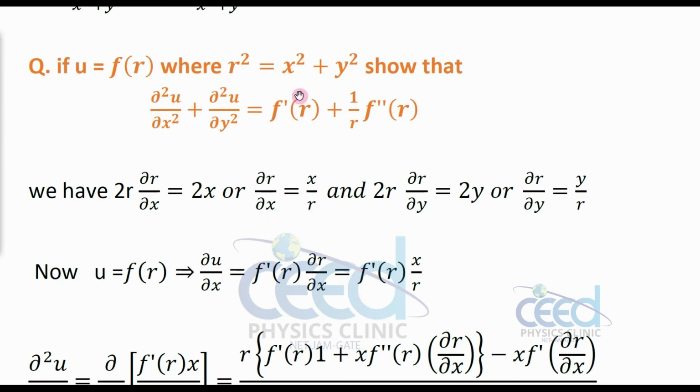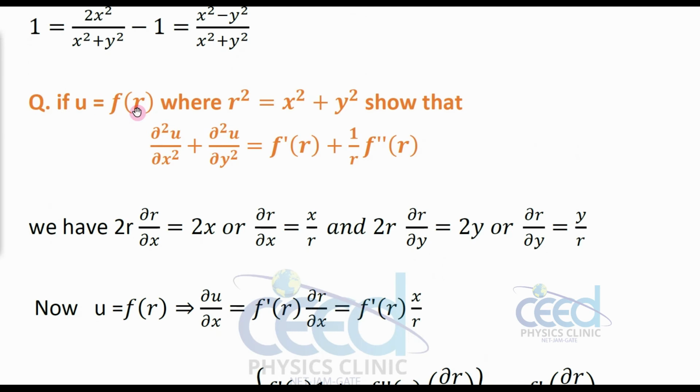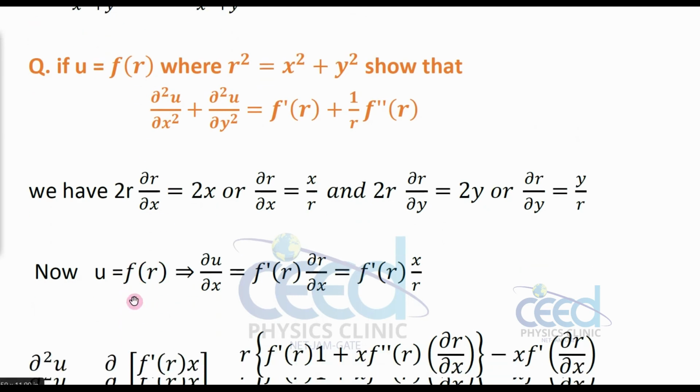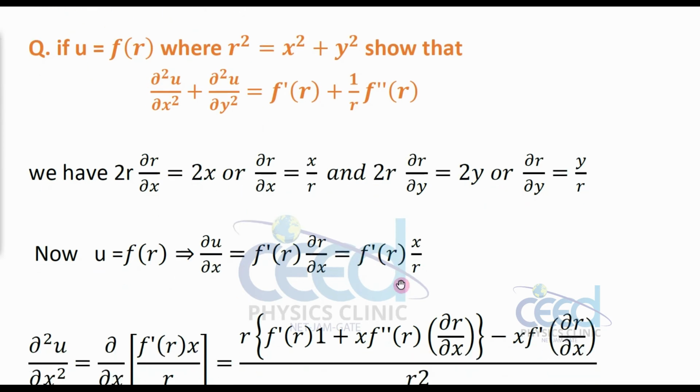Okay, similarly with respect to y, 2r ∂r/∂y is equal to 2y, so ∂r/∂y is equal to y/r. Now our function u is equal to f(r), right? So what is ∂u/∂x? ∂u/∂x is equal to f'(r) into ∂r/∂x, that is f'(r) into x/r.